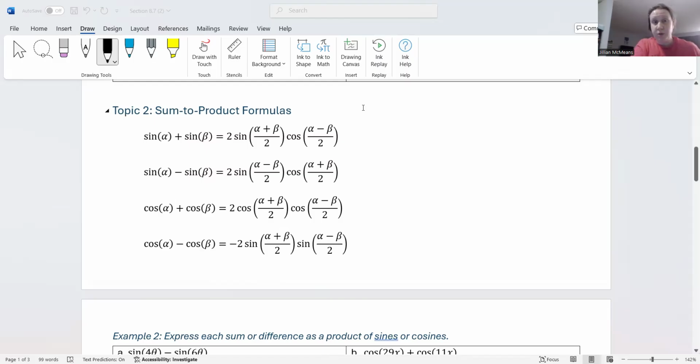For topic two, we're going to look at the sum to products formulas. So we're going to take something that's written as a sum and we're going to convert it to a product. And what's nice about this is in some cases it allows you to solve an equation, okay?